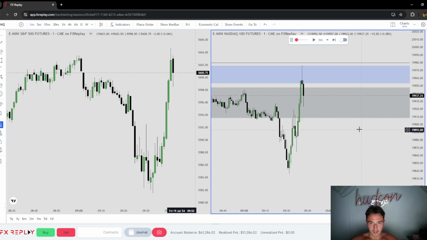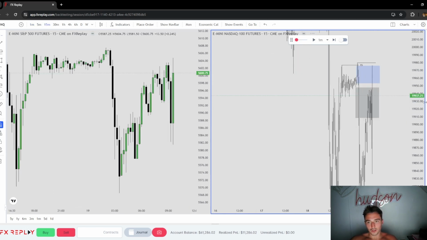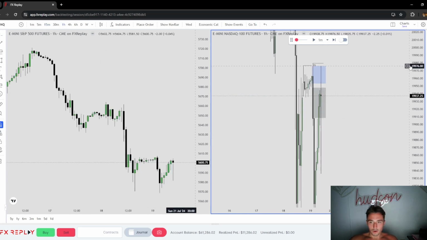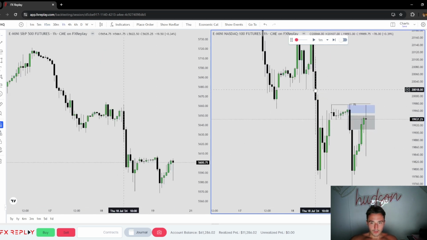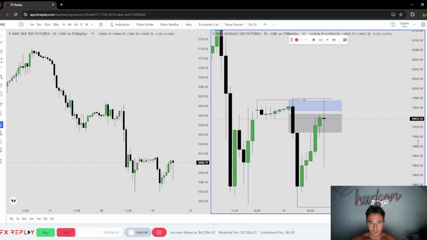This is how confident I am. We're not going to take this high. Just look at this. Okay, 1 hour chart. We don't need to enter this fair value gap because we have this redelivered rebalanced right here.